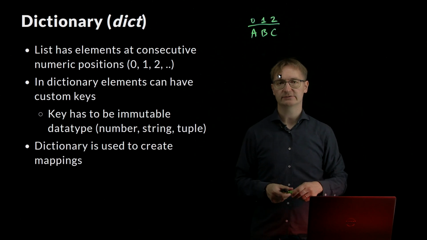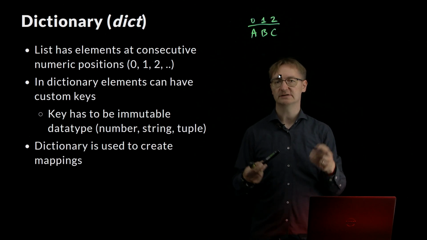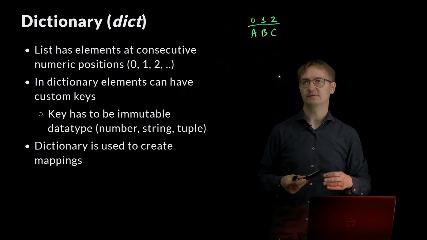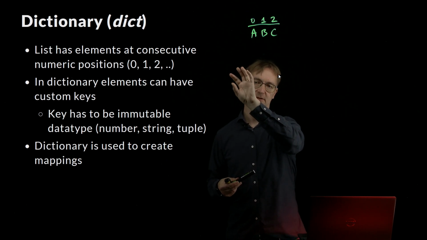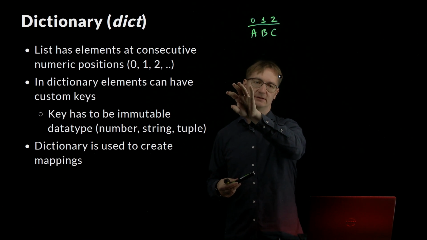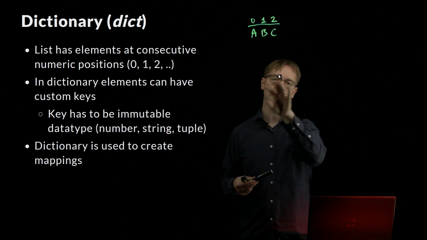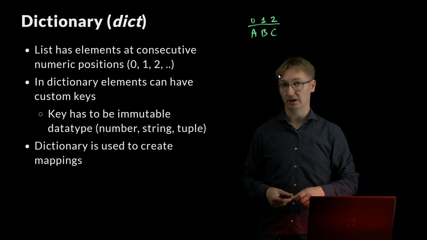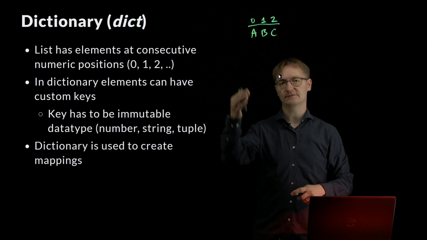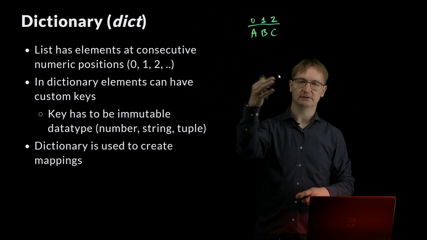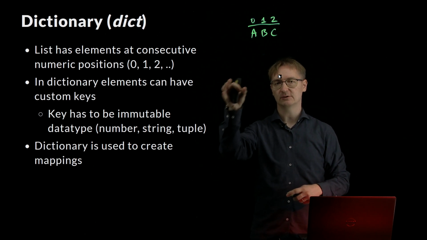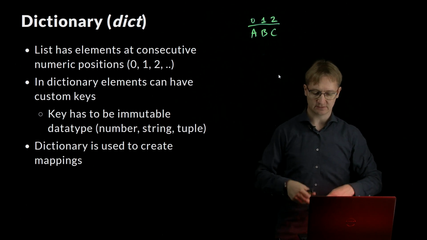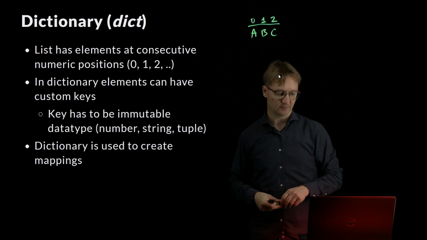And a dictionary is often used to represent mapping. So for example, if we have phone numbers, we can have a name and it points to a number. And then we can have different numbers and different names, and each name represents a certain phone number.